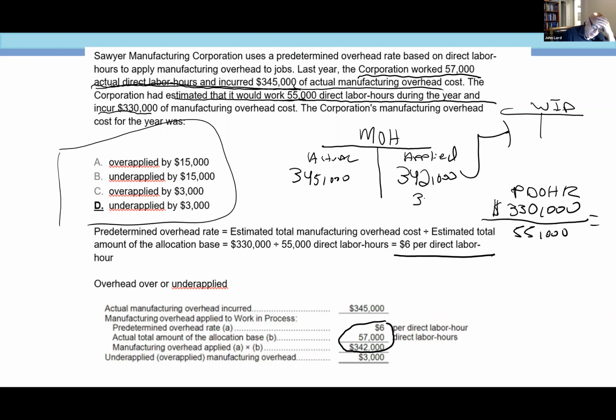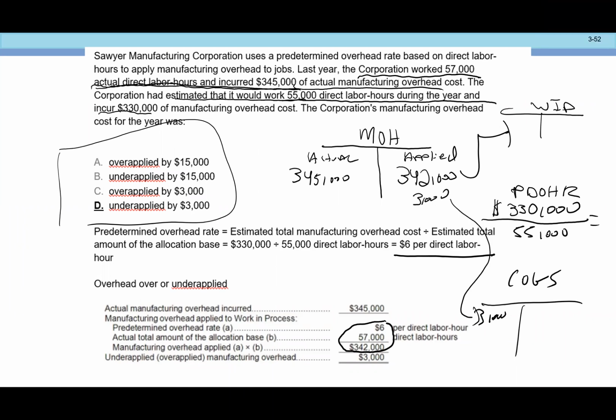So to fix this up, I'm going to close that out to 0. And in this class, since I under applied in this example, it all will go to cost of goods sold. Although in reality, it would have run through work in process and finished goods. In this class, we'll put it to cost of goods sold. Good. So I didn't need that part to answer this question. I was under applied by 3,000, wasn't I? Yes.